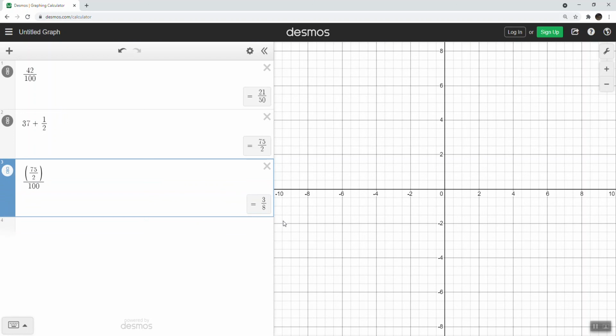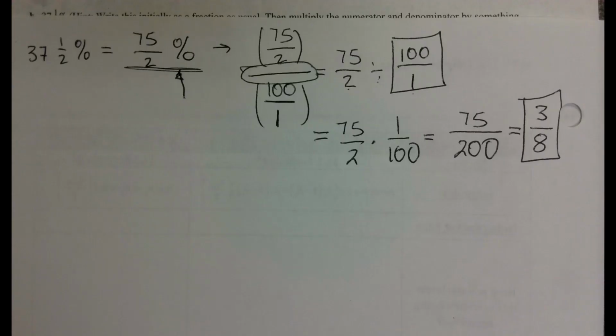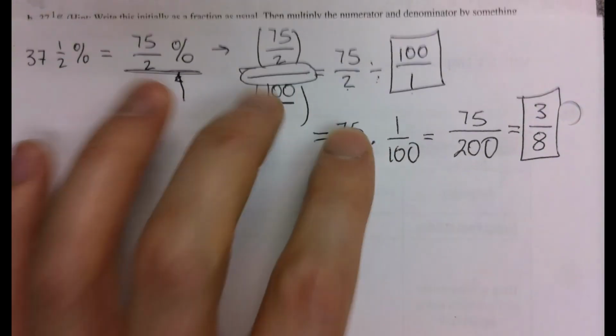So much faster. Now, we don't know how the calculator got that, so it might be nice to know what I did here, because we know how I got this. I showed it to you, right?